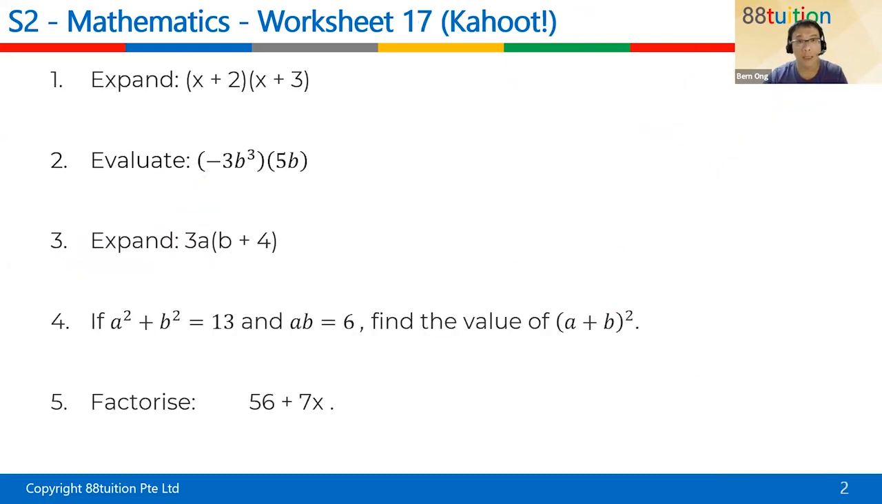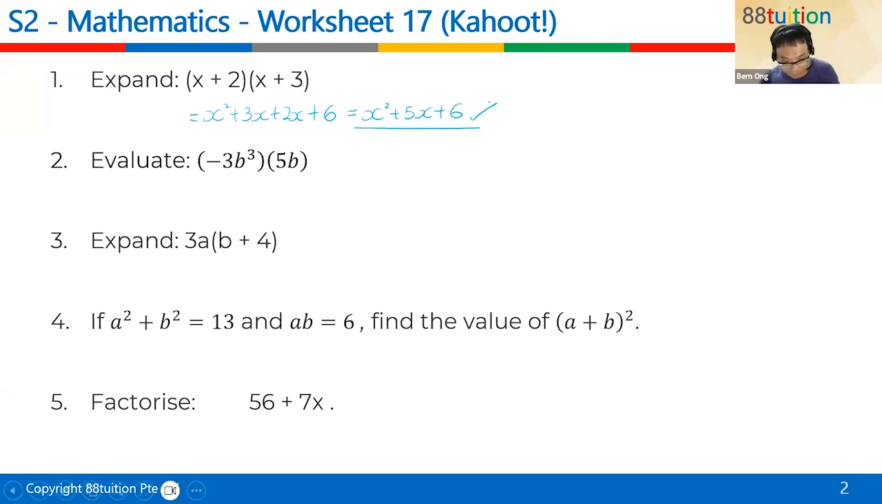Here are the 10 questions that you see in Kahoot. Let me just quickly go through them. Expansion, please be careful. If you can do the expansion in your head, you should be fast enough already. X times X is X squared. X times 3 is 3X. 2 times X is 2X. 2 times 3 is 6. You're supposed to do this without drawing the lines. So down here is X squared plus 5X plus 6. You should be able to do this in less than 20 seconds.